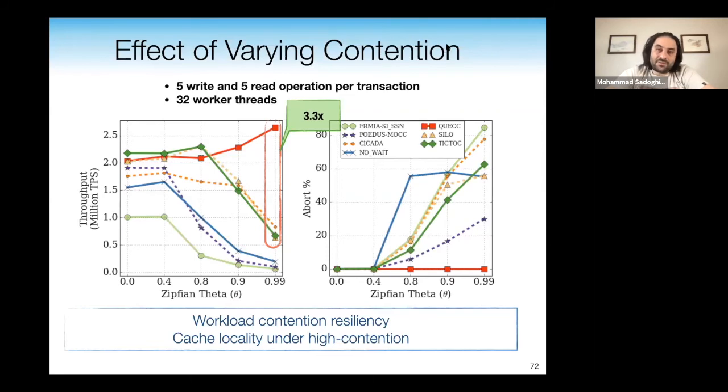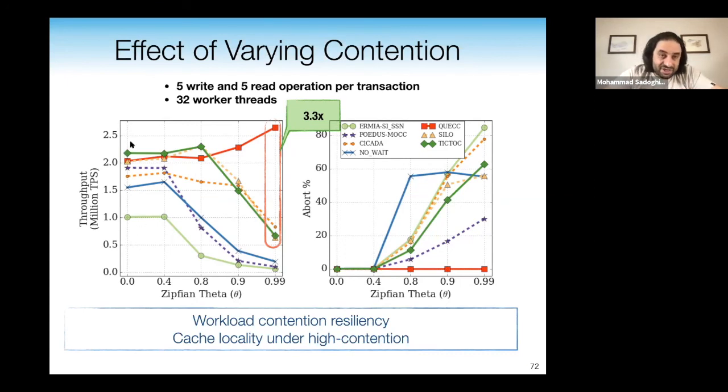So now, in terms of the actual experiments, let's look at varying the contention. This is the graph that we showed at the beginning. The transaction consists of 5 writes and 5 reads, so 10 operations per transaction. And we have 32 worker threads. So we have 32 parallel threads that do planning, and then 32 parallel threads that do execution.